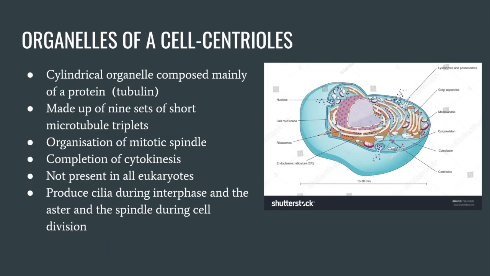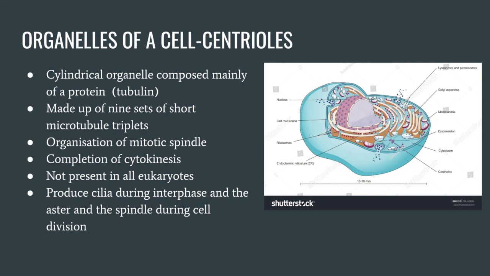A centriole is a cylindrical organelle composed mainly of a protein called tubulin. A bound pair of centrioles surrounded by a shapeless mass of dense material called the pericentriolar material makes up a structure called a centrosome. They are typically made of 9 sets of short microtubule triplets arranged in a cylinder. Centrioles are involved in the organization of the meiotic spindle and in the completion of cytokinesis. Centrioles are a very important part of the centrosomes, which are involved in organizing microtubules in the cytoplasm.